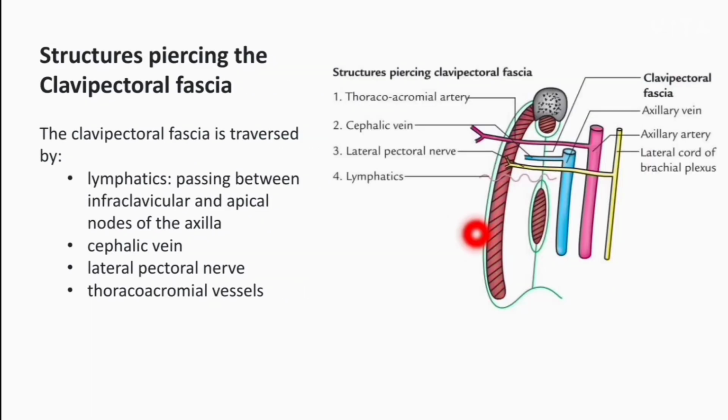Now let's see the structures passing through the clavipectoral fascia. Thoracoacromial artery, here you can see the cephalic vein, the lateral pectoral nerve, and the lymphatics that connect the infraclavicular and the apical nodes of axilla.